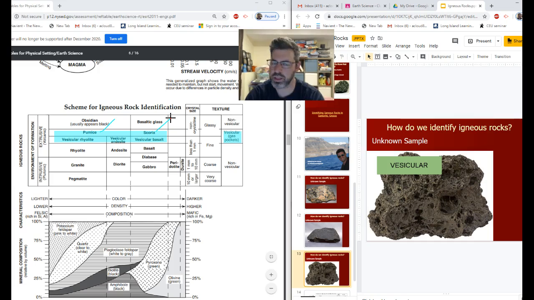So what do you think the next step is? Well, the next step is going down here and saying, okay, is this going to be really light in color, or is it going to be darker in color? Let me go to my highlighter. I like using the highlighter. Is it darker or is it lighter? Well, if I go back to the sample, this is clearly dark. It's not white. It's kind of gray, but it's dark. So what do you think your final choice is? I'm pretty sure you probably guessed it. It's going to be scoria. That's what it is.